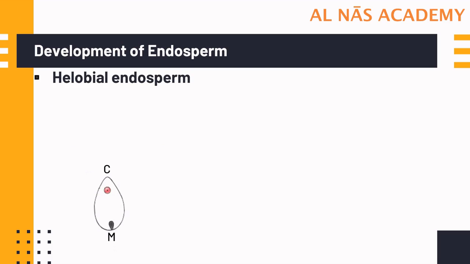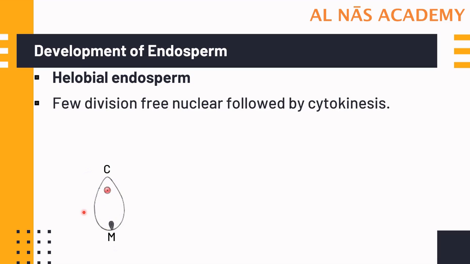So we know that in an embryo sac post fertilization we have the zygote and the primary endosperm nucleus, and this Helobial endosperm generally occurs in monocotyledons. It is intermediate between the cellular and the nuclear type of endosperm. So how does this happen? In this type of endosperm, the first few divisions are free nuclear divisions followed by cytokinesis. Means some cells will undergo free nuclear division and some cells will form a cell wall.